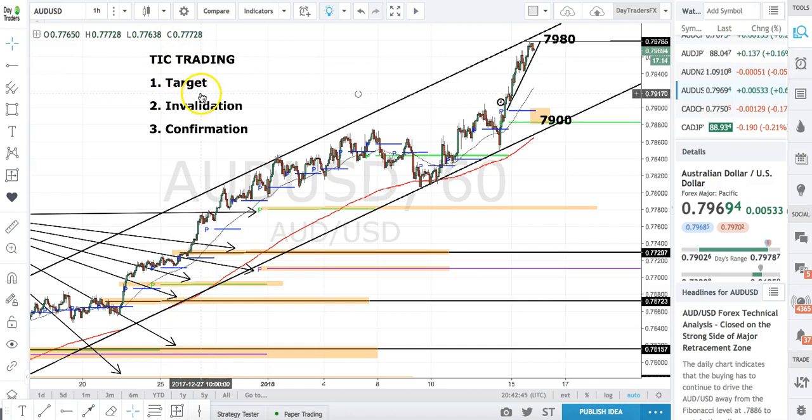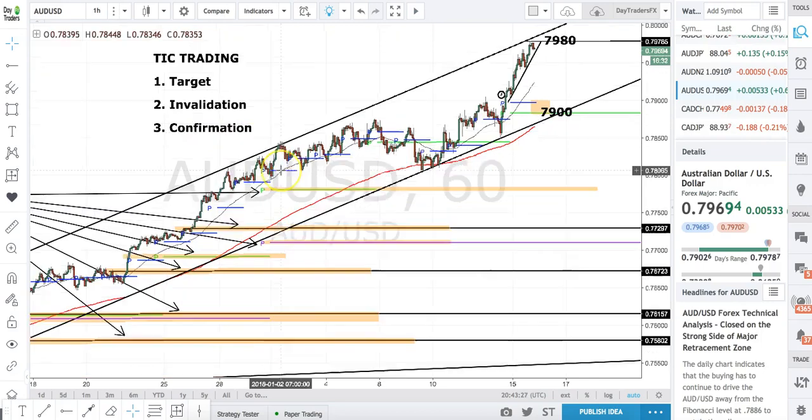So the T is for target. I have very high probability targets that work very well for me, and I'll talk more about those. Invalidation basically means I'm going to get into an area that is close to a major support or resistance level, meaning if it breaks through that level, I'm wrong, and I know I'm wrong quick. So I like to enter near invalidation points. And of course, I got to have confirmation. I'm not just going to enter something because there's a target and there's an invalidation point. I also need confirmation to get into a trade.